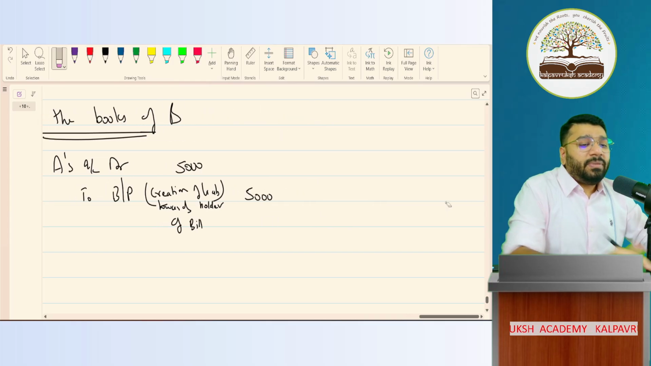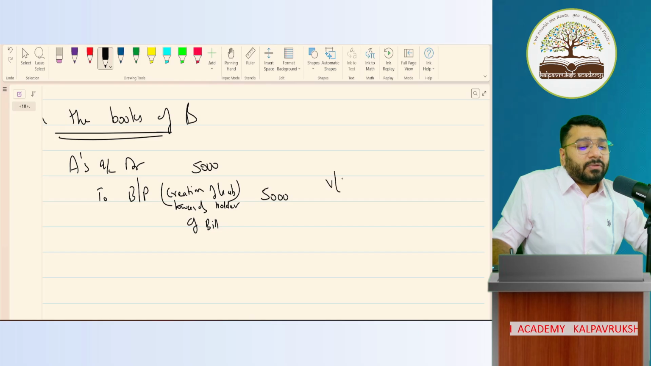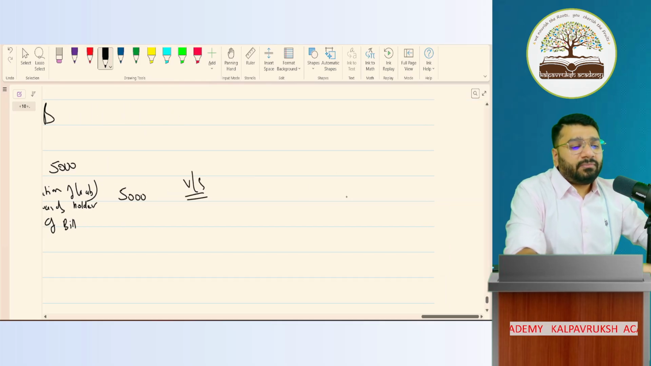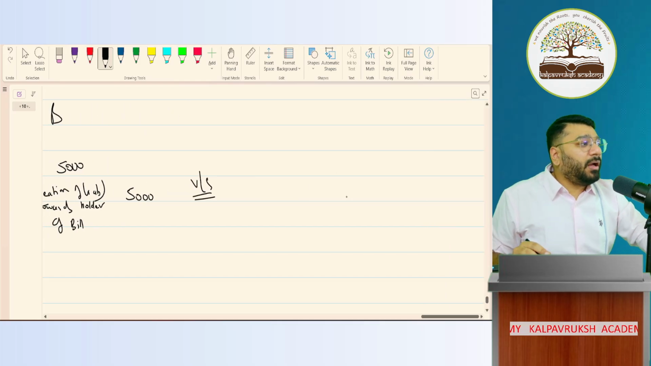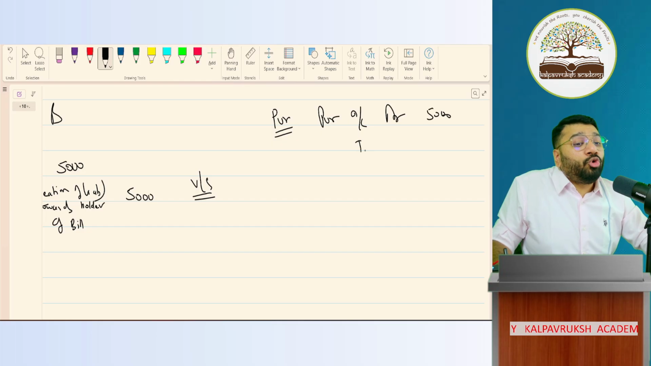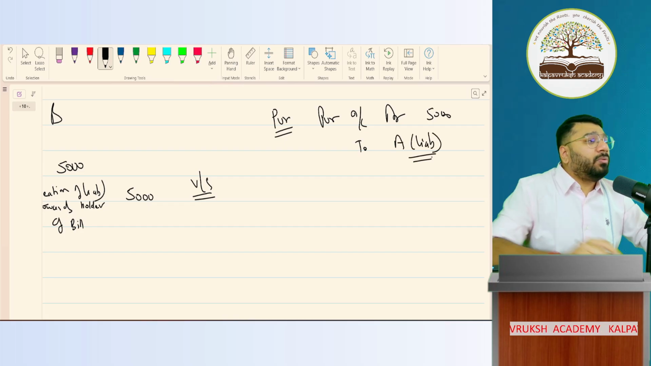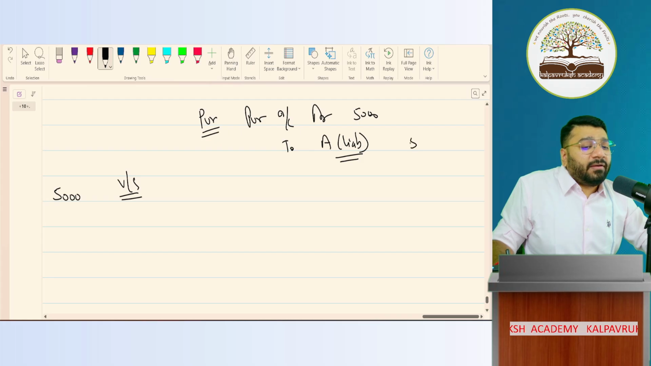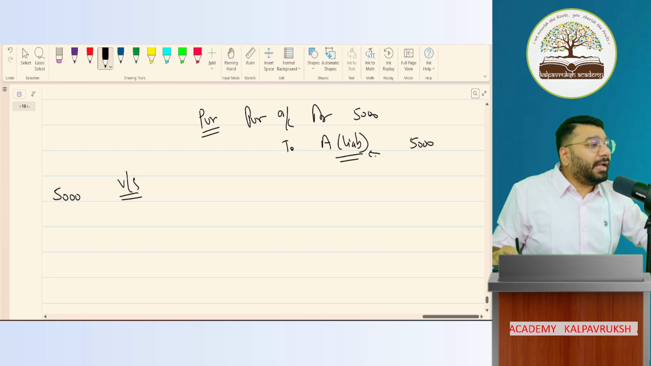Now, please tell me, imagine this was not accommodation of bill. This was trading of bill. What will be transacted between the parties? Goods will be transacted. For purchase of goods, what is the entry? Purchase account debit. How much? 5,000 to A. What is A? Liability. I have to make the payment to creditor A, 5,000. Unsecured liability.